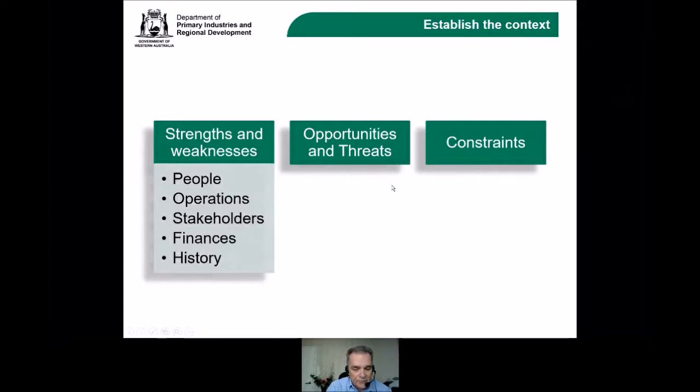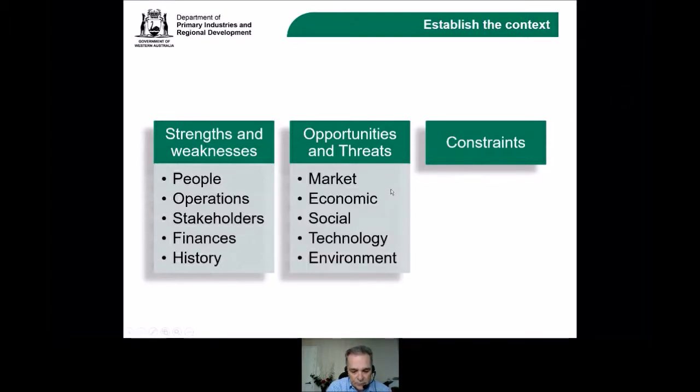Then next we look at external to the farm, the things that we can't do a lot about in terms of changing them. We've got to respond to them. So for strengths and weaknesses, we can be rather proactive and try and address those internally. For external issues, opportunities and threats, we need to identify them and try and deal with them as best we can, because we can't stop them.